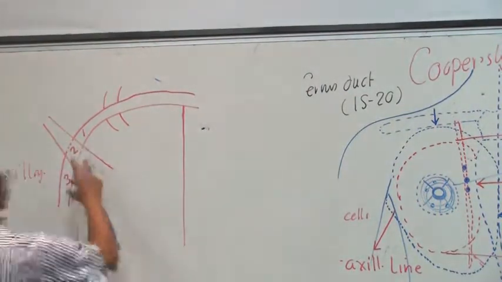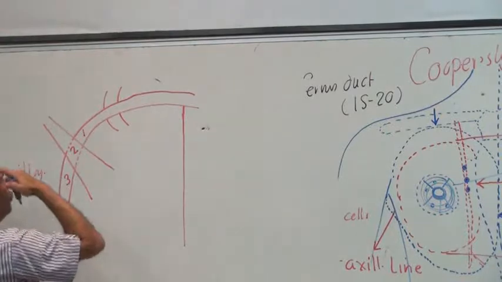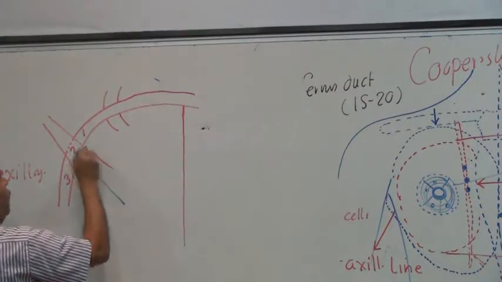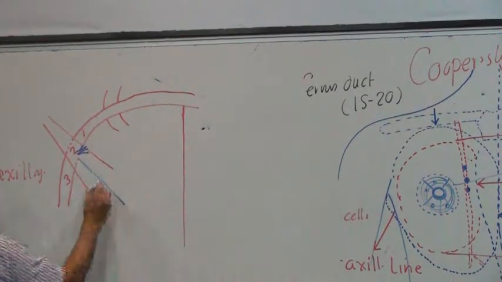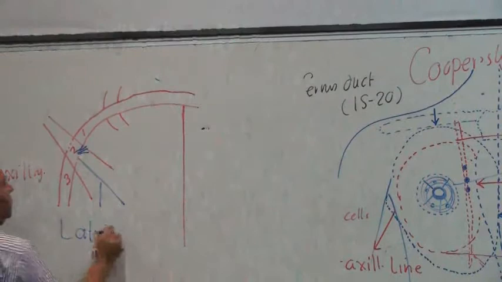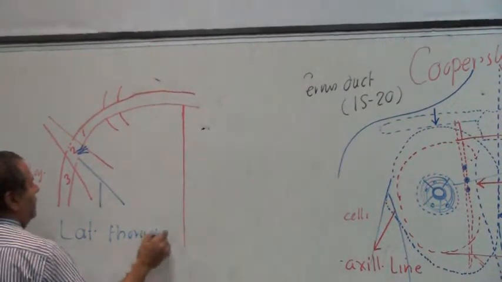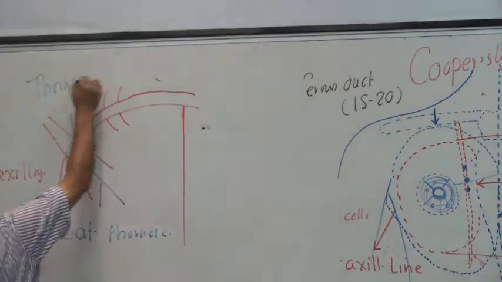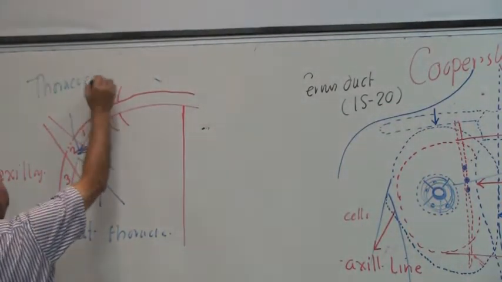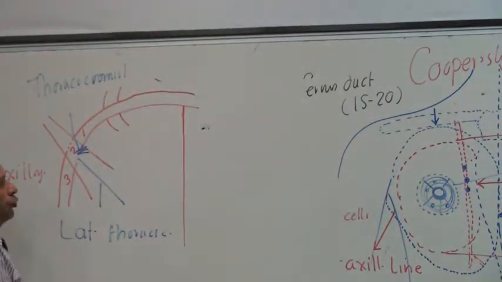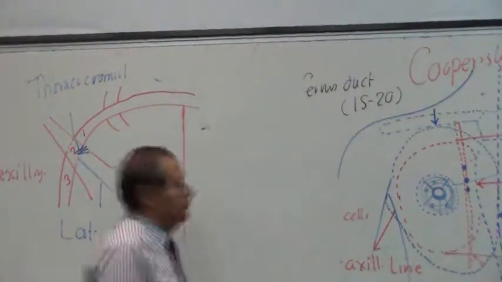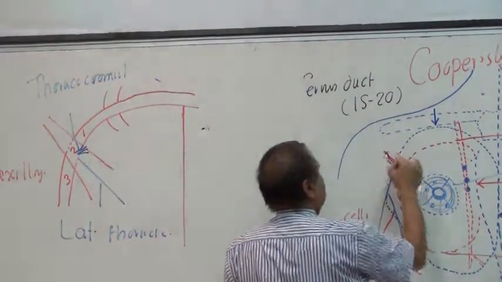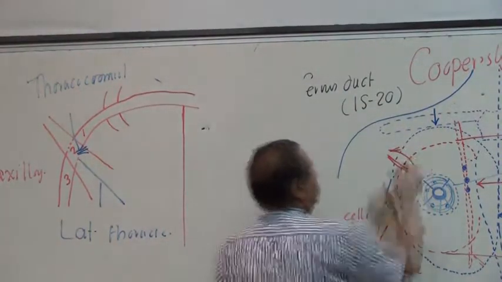Also, this axillary artery, the second part gives two branches: the lateral thoracic artery and the thoracoacromial artery. The lateral thoracic artery supplies the female breast, and the thoracoacromial artery gives branches to the breast. So from the lateral thoracic, which comes from the axilla, and the thoracoacromial.